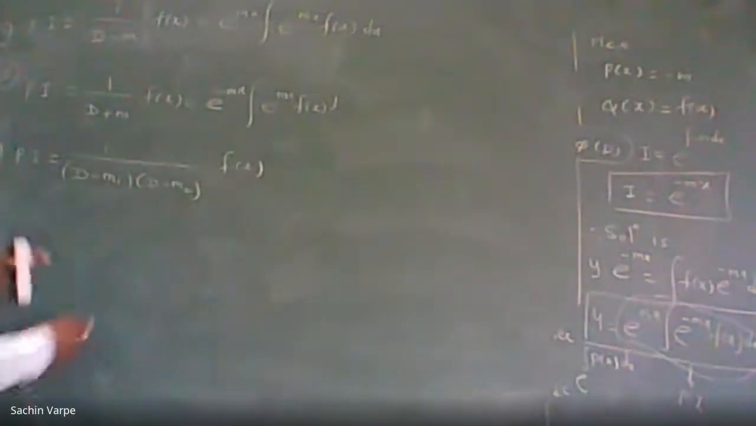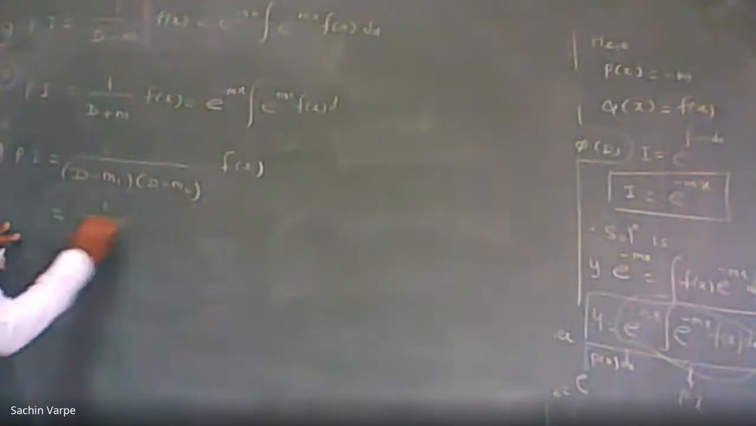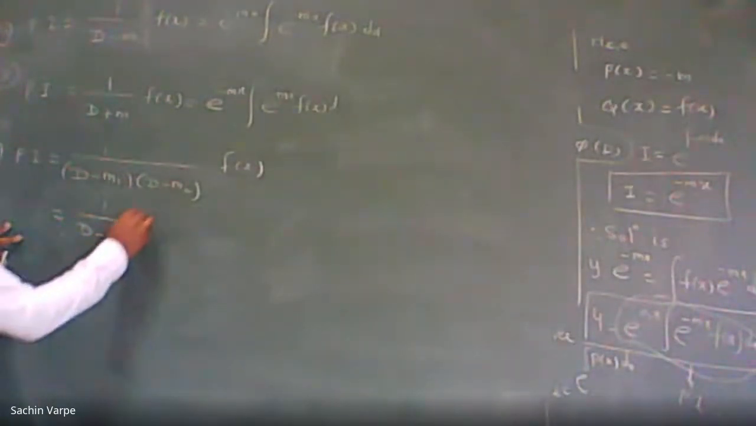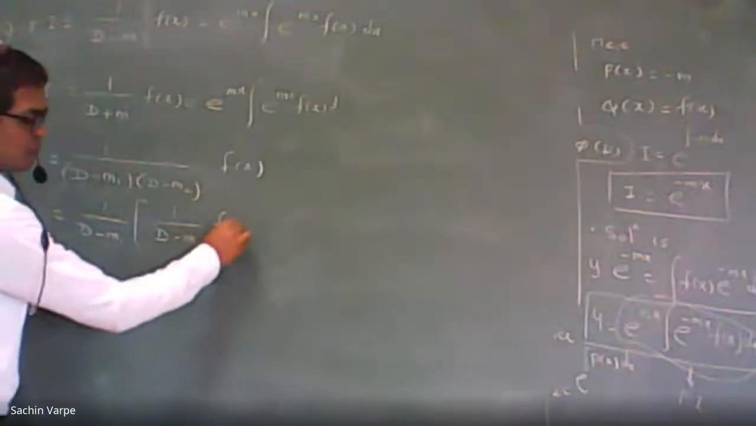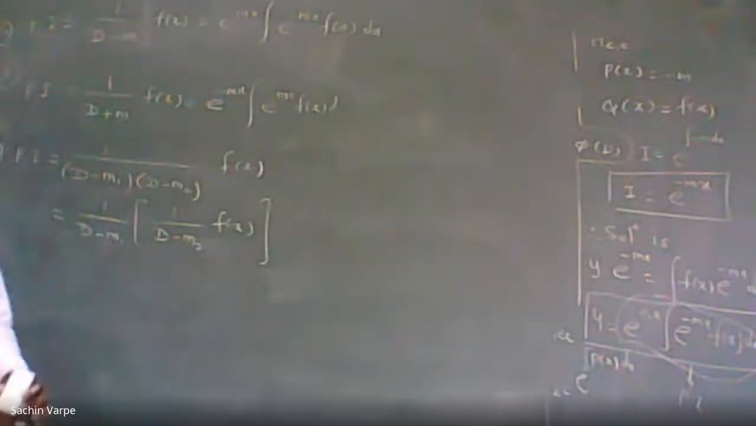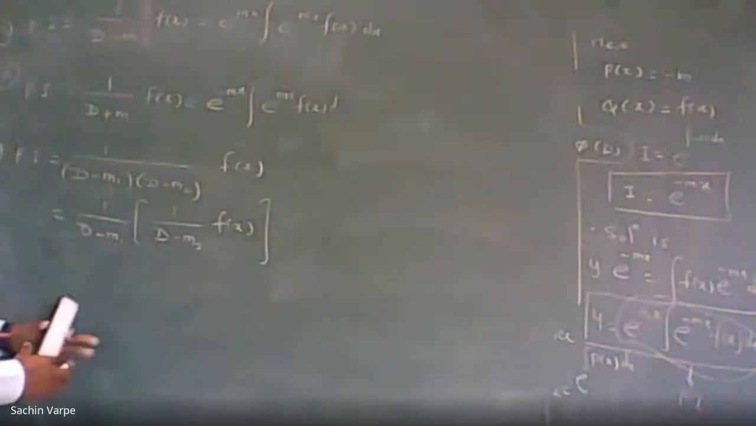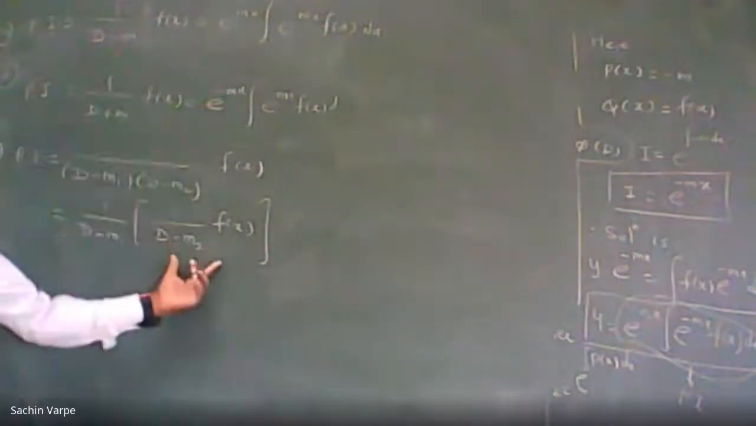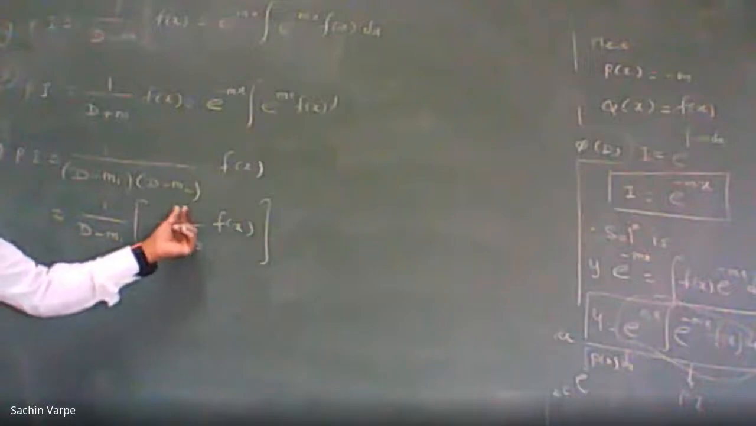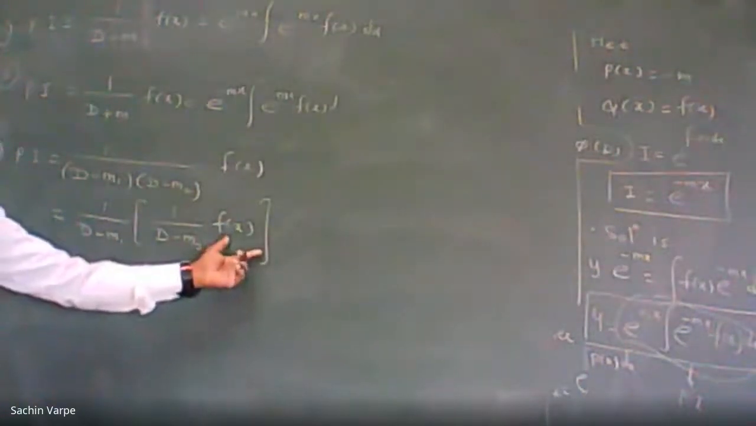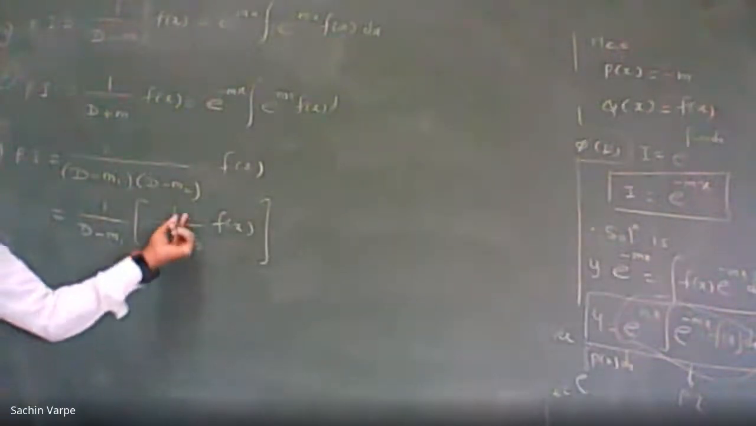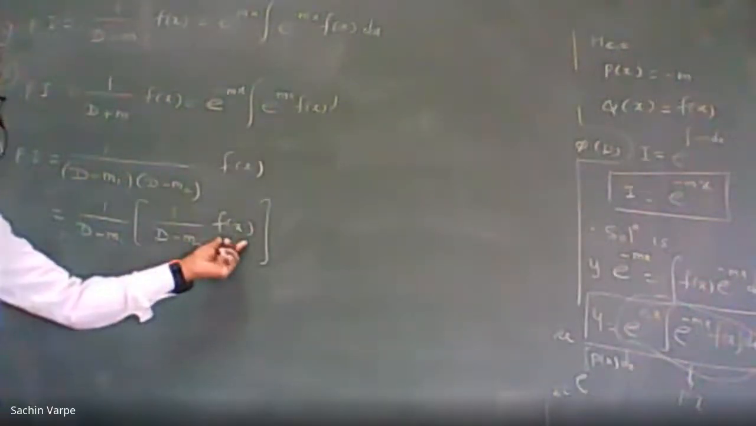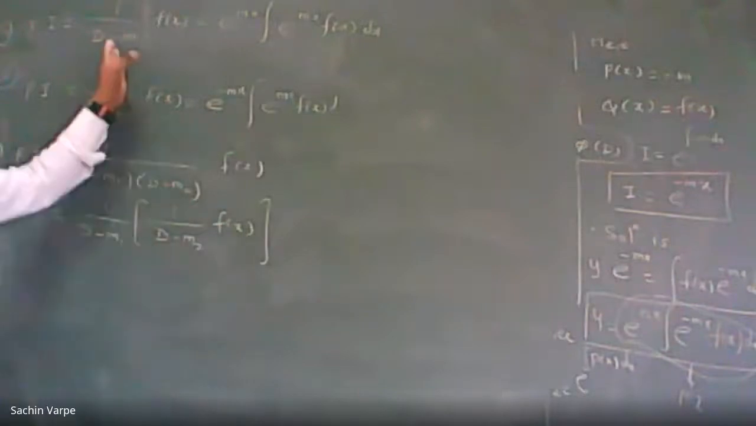So here I can write this as 1 upon d minus m1 into 1 upon d minus m2 into f of x. Is it okay with this? And then I'll be able to use the first formula, because this is of the form 1 upon d minus m into f of x, and I know how to get the particular integral, or how to operate this 1 upon d minus m2 on f of x, right? That is nothing but this formula.